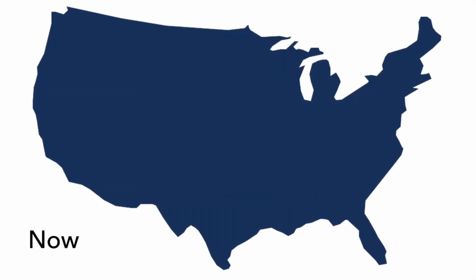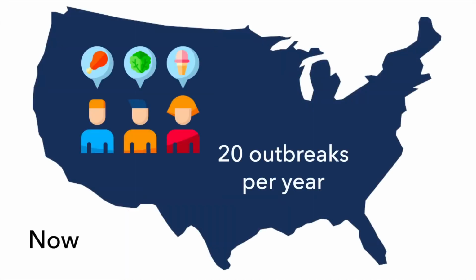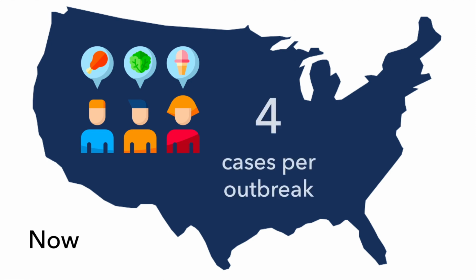Today, with whole genome sequencing, we are detecting 20 times more outbreaks of listeria, but the outbreaks are smaller, with an average size of 4 cases. With fewer patients, it is harder to draw conclusions from interviews and pin down a common food source that might be responsible for an outbreak.